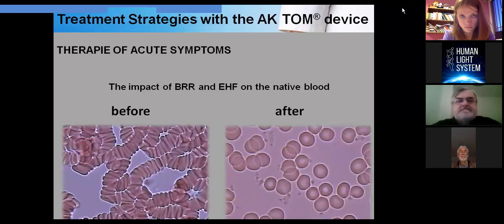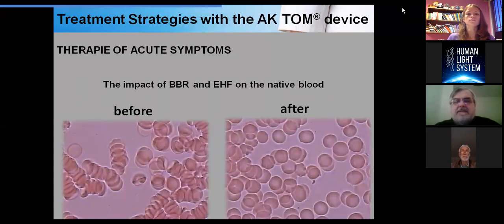To show you some effects of the acute therapy, here you see why there is a better microcirculation. If you influence native blood, you can see that after the treatment you destroyed the so-called stacks of coins. You have separated erythrocytes which are able to go better through the micro vessels in the skin and in the tissues.